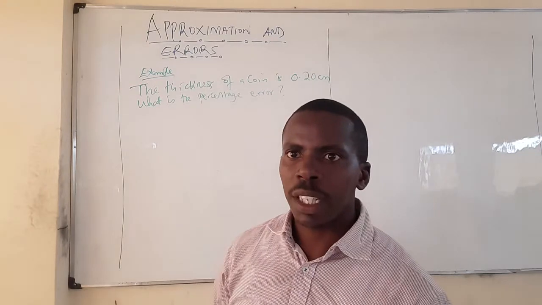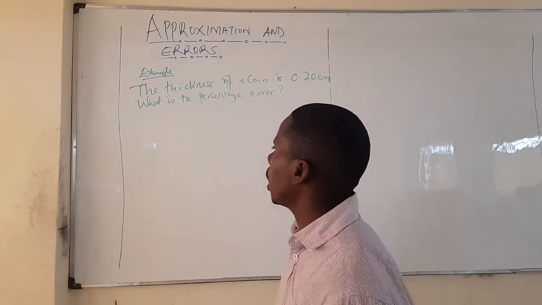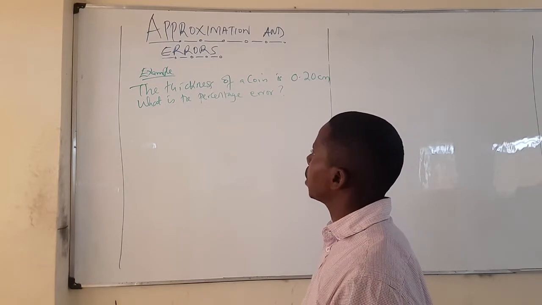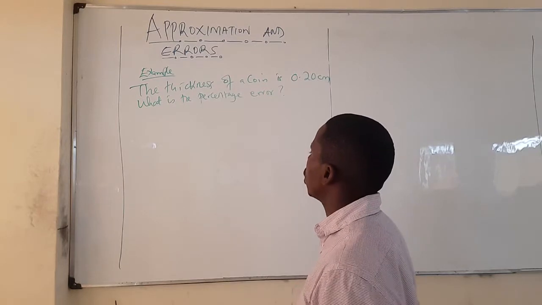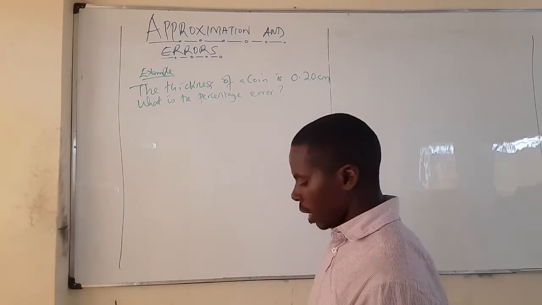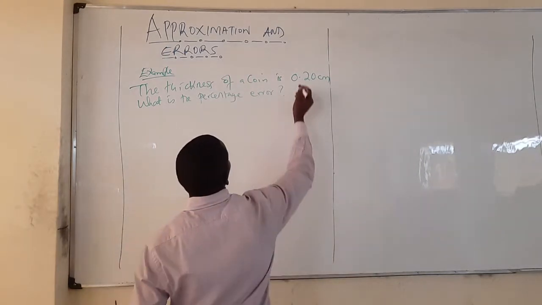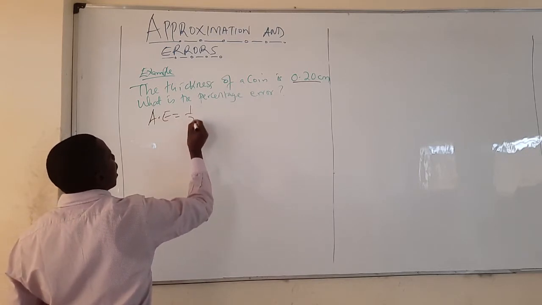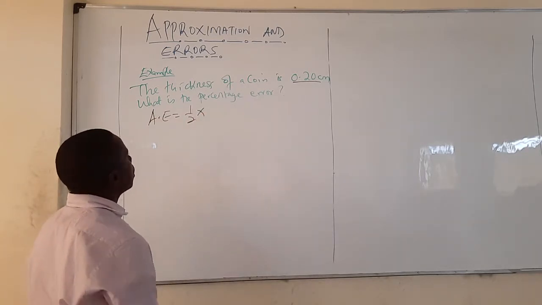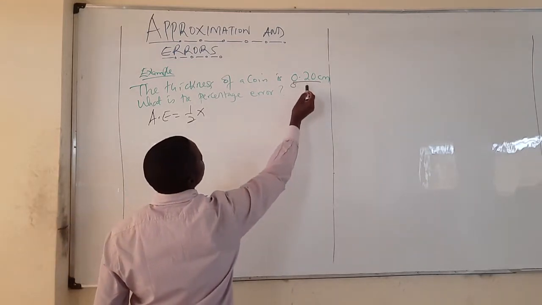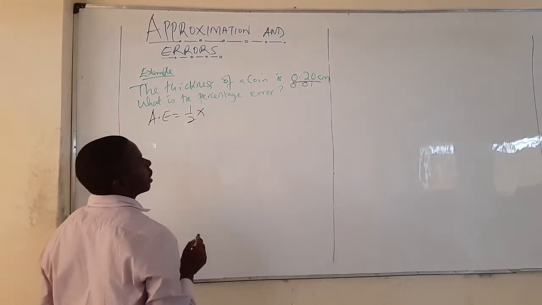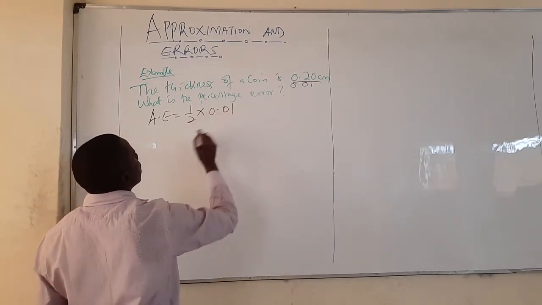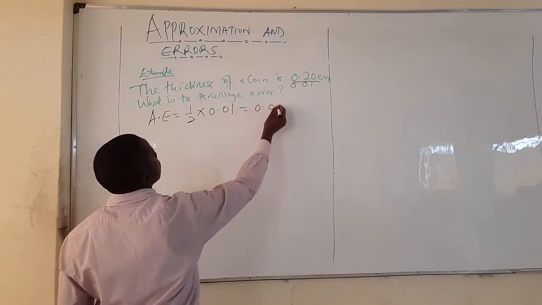So let's look at another example on the percentage error. The thickness of a coin is given as 0.20 centimeters. What is the percentage error in that measurement? In this case, you need to first ask yourself the absolute error, and absolute error is given by half times the least measure. Our least measure here should be 0.01. That is the smallest measure that you can get from that. So half times 0.01 gives 0.005.